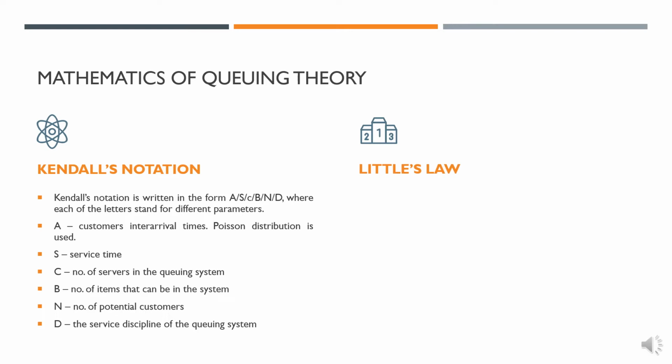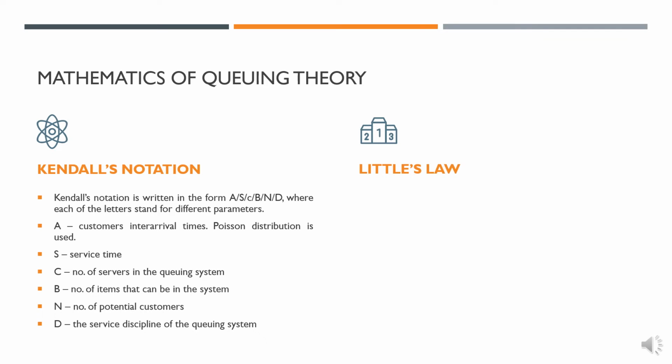The A term describes when customers arrive at the queue, in particular the time between arrivals or inter-arrival times. S is for service time. It describes how long it takes for a customer to be serviced after it leaves the queue. The C term specifies the number of servers in the queuing system. The model assumes that all servers in the system are identical, so they can all be described by the S term above. The B term specifies the total number of items that can be in the system and includes items that are still in the queue and those that are being serviced.